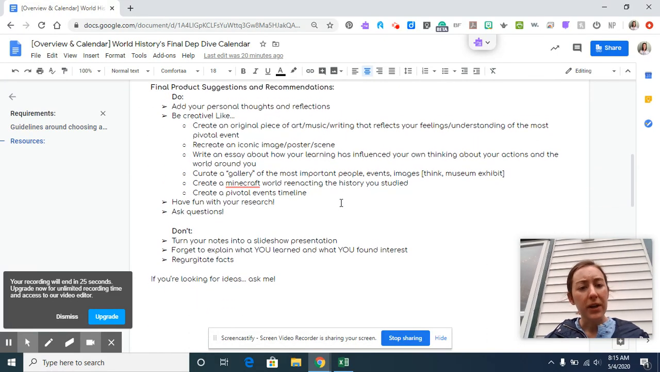For your final product, you're really thinking about something that you can create and share. There are lots of opportunities. You can curate a gallery of pictures and videos that you found that were really interesting. I want it to be something that you are putting together, not just regurgitating your notes, but being really creative. Let me know if you have any questions.